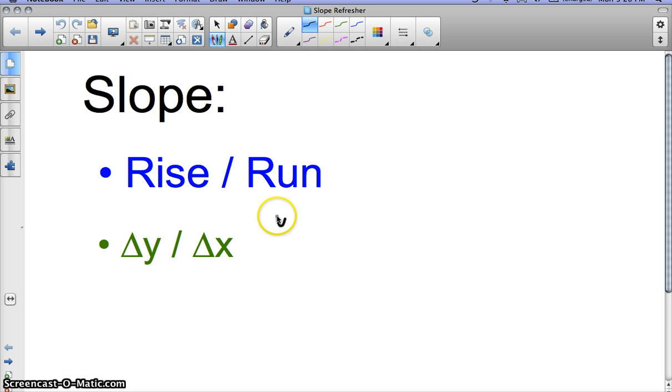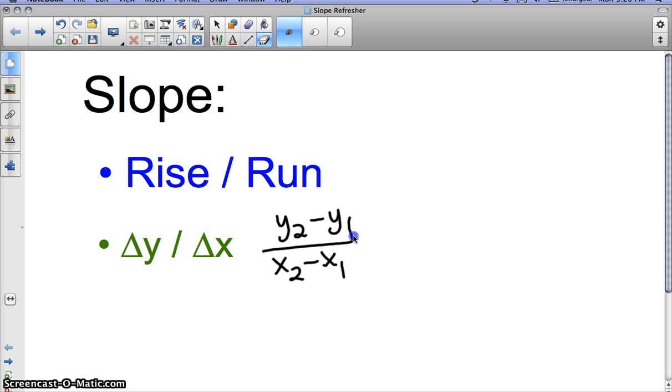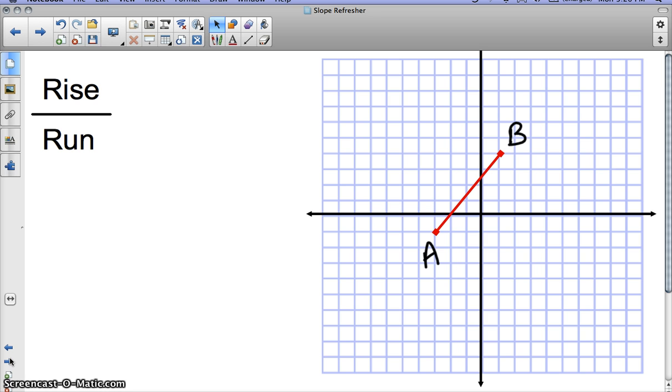Sometimes you might have seen it as y2 minus y1 over x2 minus x1. Now, both ways are exactly the same. One is just the shorthand version, which I like, so that's the way I'm going to refer to it, as the change of y over the change of x. Alright, so let's start with rise over run.